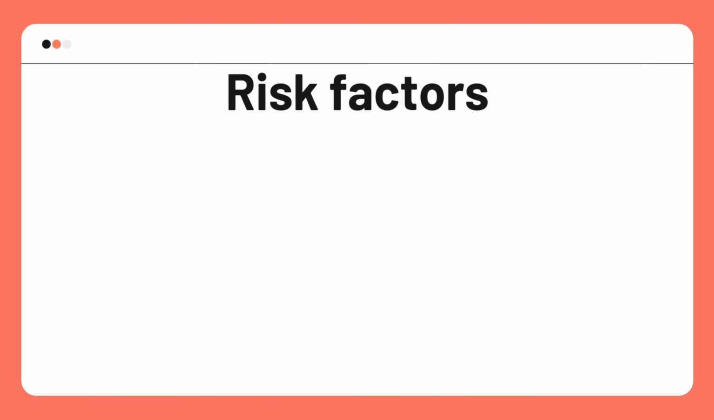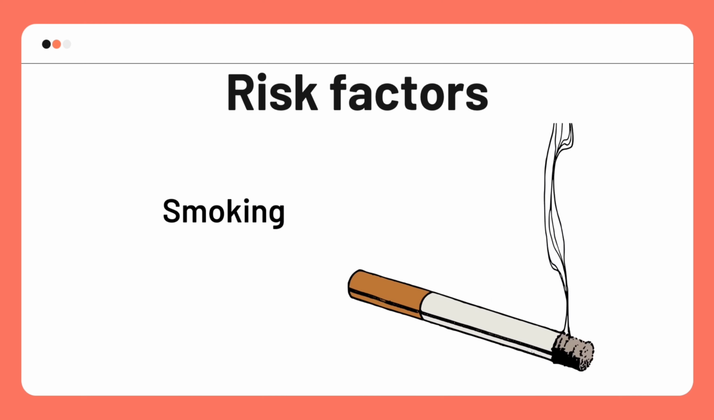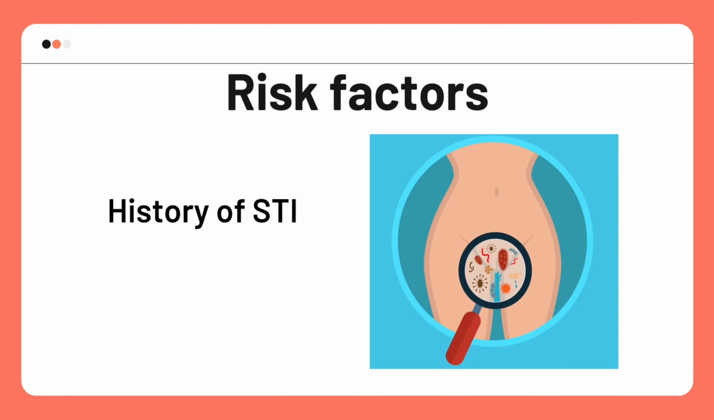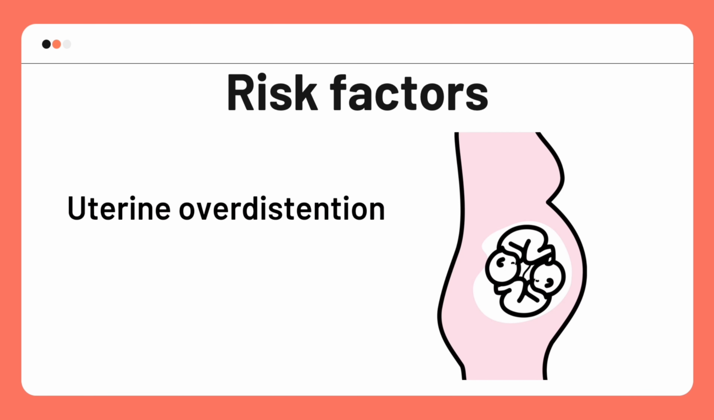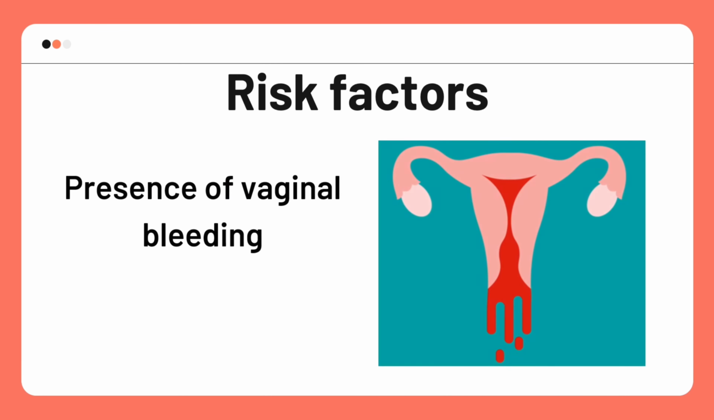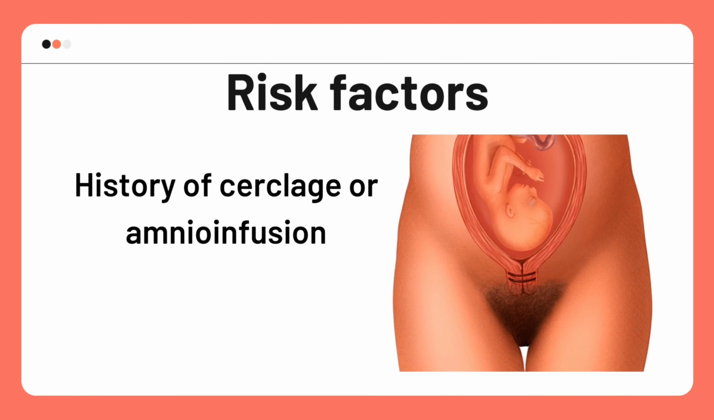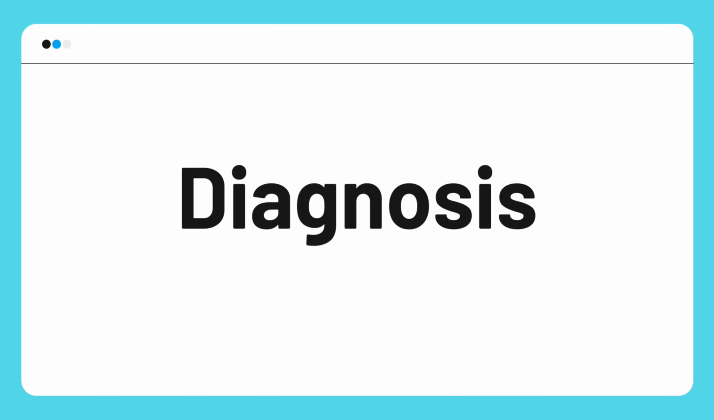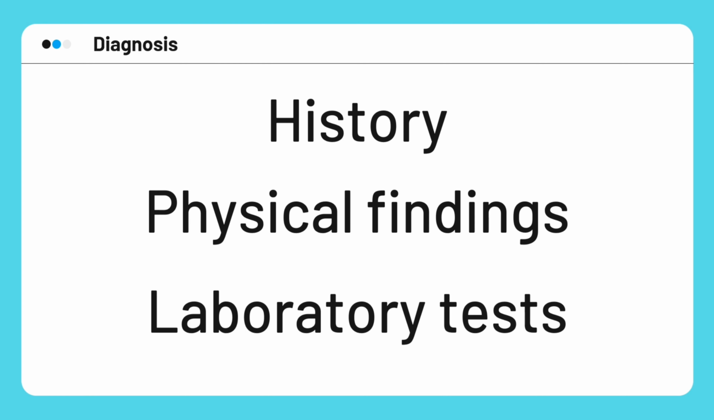Aside from these mechanisms, other risk factors that might predispose a pregnant woman to PPROM include a low socioeconomic status, smoking, history of sexually transmitted infections, previous preterm births, uterine overdistension, presence of vaginal bleeding, and a history of cerclage or amnioinfusion. In most instances, PPROM is readily diagnosed by history, physical findings, and simple laboratory tests.